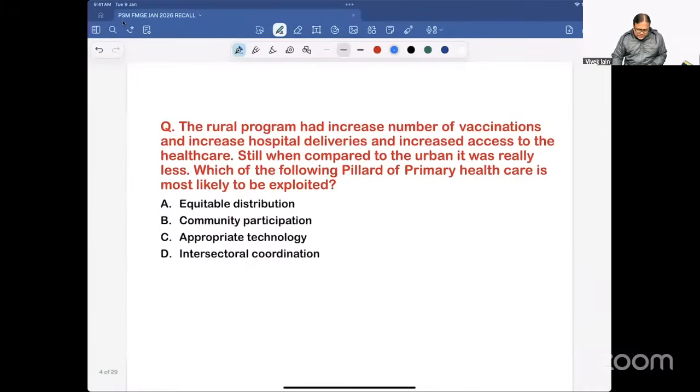Question. Okay, look at this question. A rural program has increased number of vaccinations, increased hospital deliveries, increased access to healthcare. But when you compare it with urban areas, it was really less. Which of the following pillars of primary healthcare is most likely to be exploited? Can you answer this question? What have you marked in the exam, friends? We are looking at rural area doing very good, but when we compare with urban areas, it is still very less. This is a type of exploitation of which pillar of primary healthcare, friends?